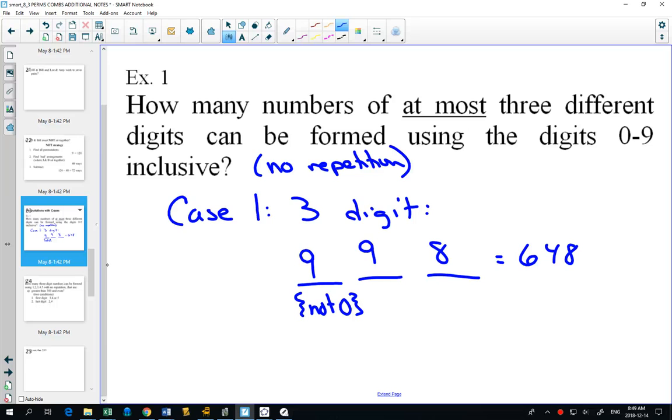Well, there's 10 digits, including 0, right? The first one can't be a 0, so you have to take 0 out, leaving you with 9 choices. Let's say you pick the 2. Now the 2 isn't available for the second one, but the 0 goes back in.